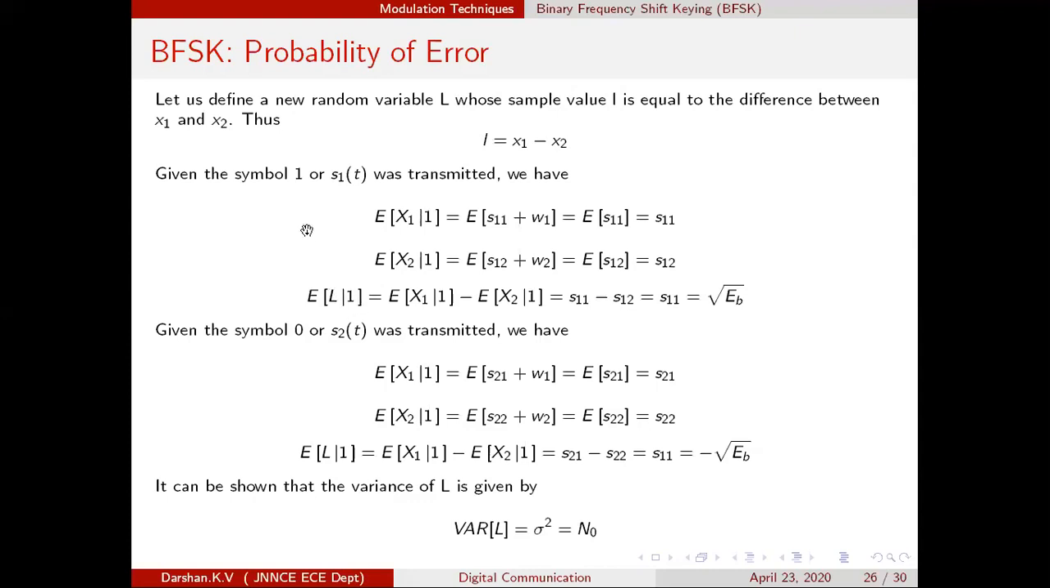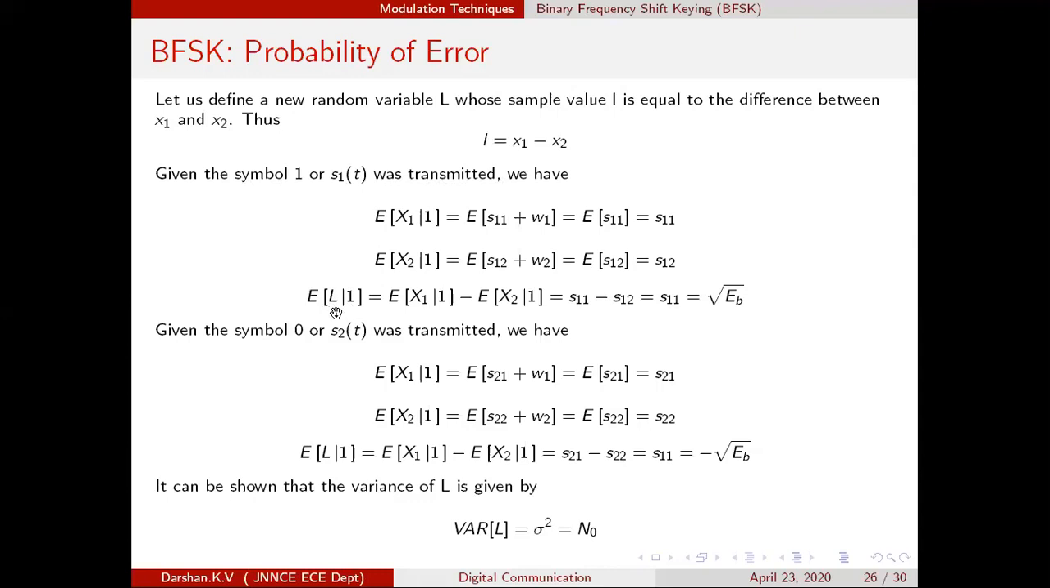What does this mean? Let us assume that symbol 1 has been transmitted. We are receiving the signal. Signal points are x1 and x2. Subtract, you are going to get L. L is a random quantity. So we know which signal has been transmitted, so that is the condition that has been written.